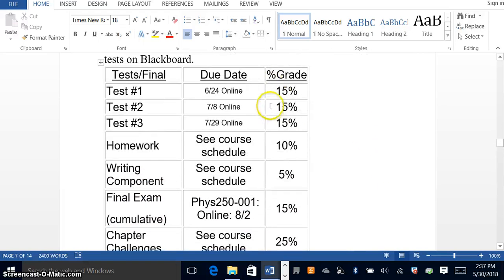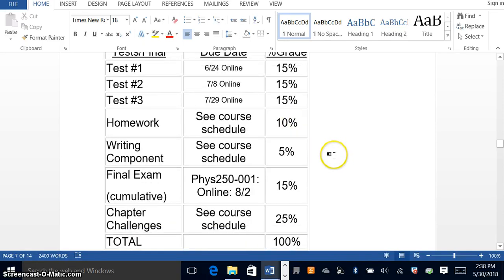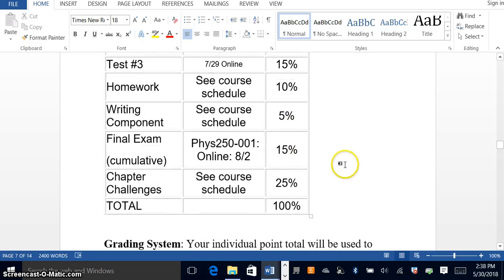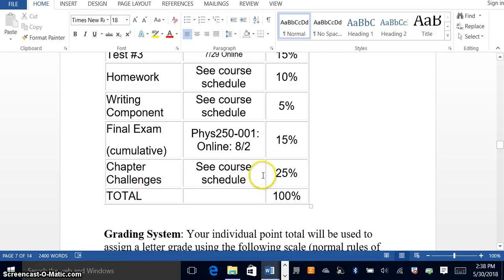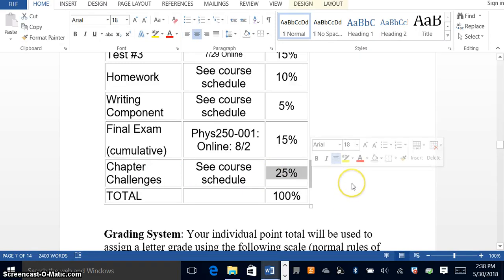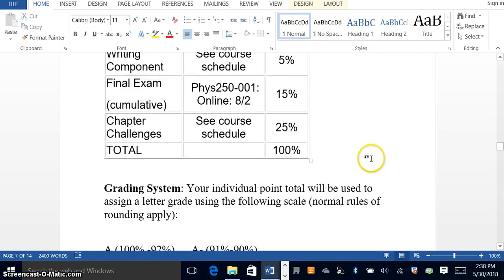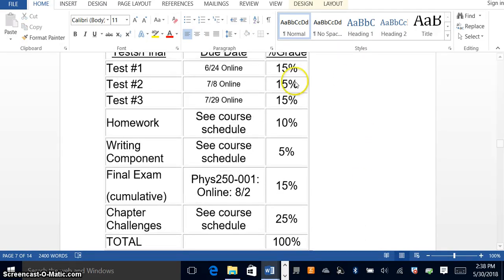This is how everything is broken down. Each test is worth 15%. The overall homework, I think there are 14 homework assignments, that's worth 10% of your total grade. The 2 writing essays are worth 5% of your total grade. The final exam, 15%. But notice, really importantly, the thing that's worth the most is the chapter challenge, 25%. Okay, and that's how your grade has to be calculated.